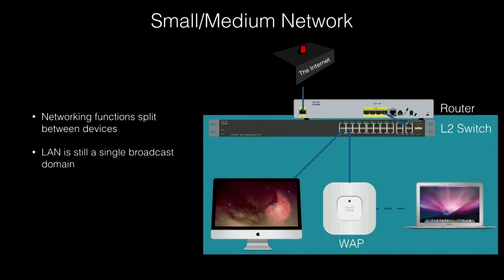And the LAN is still a single broadcast domain in this environment. It doesn't have to be, depending on your router and your switch, but when I'm talking about this, what I usually see, and these are the ones you walk into where the owner set it up. He's like, oh, I know computers. I've got a switch, I've got a router, and here's my WAP, and it's all just plugged in together and it works.